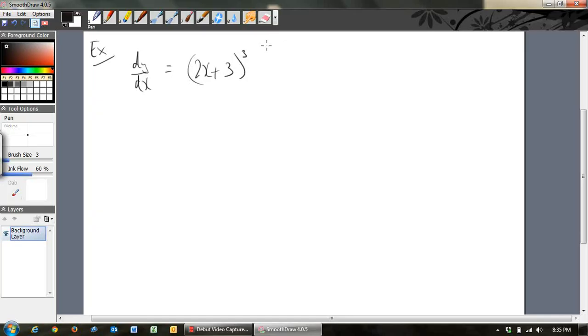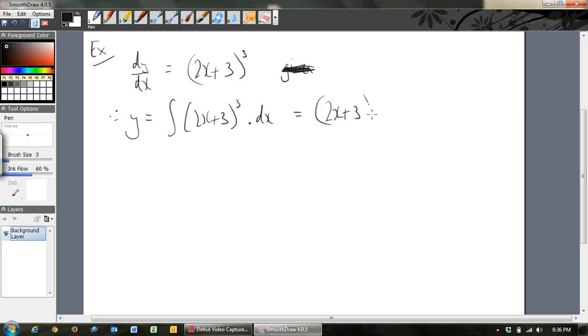I'll do a general one first. So find this DE. To be able to solve this, the derivative of y is equal to that. So therefore, y is the integral of (2x plus 3) cubed dx. Remember that if you have a linear expression raised to a power, then you can just integrate that straight away. So that's equal to 2x plus 3.